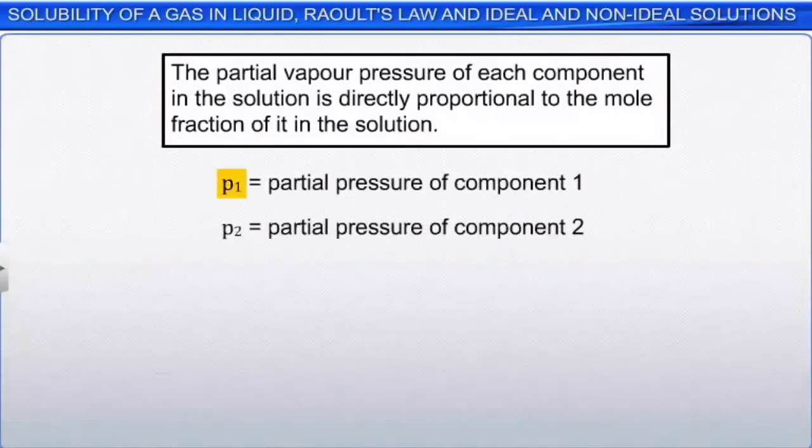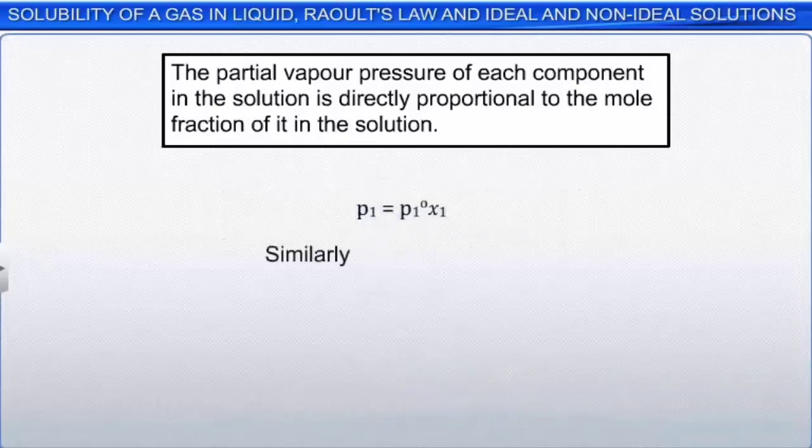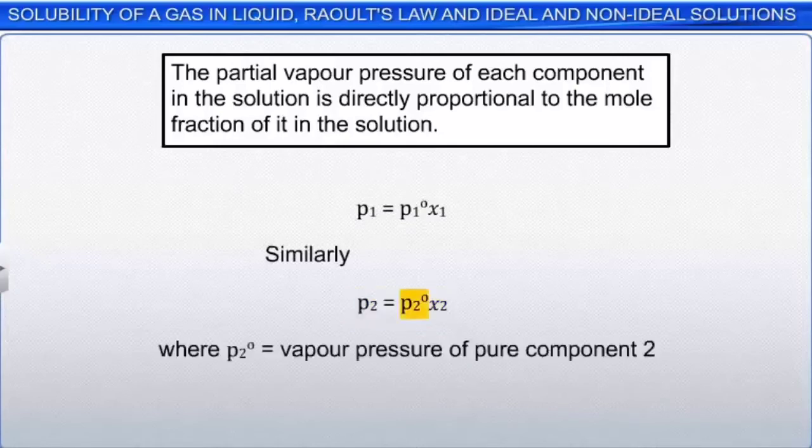Now, if P1 and P2 are the partial pressures exerted by the components 1 and 2 at a certain temperature, then, according to Raoult's law, P1 is proportional to X1, or P1 is equal to P1 naught X1, where P1 naught is the constant of proportionality and represents the vapor pressure of pure component 1 at the same temperature. Similarly, for the component 2, P2 is equal to P2 naught X2, where P2 naught represents the vapor pressure of the pure component 2.